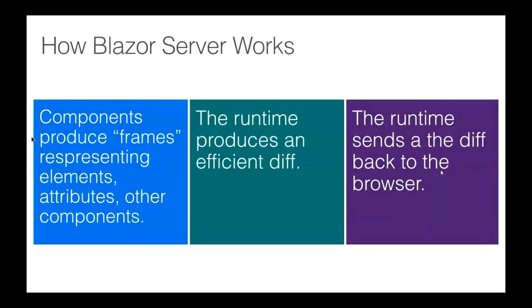So what happens next? Well, the components produce their frames, which represent all the things that show up on the page, as well as represent the other components that they contain. The runtime takes these frame outputs from the components, and it processes each component that produced an output. And for each component, it stores the previous output, and it can compare the current output to the previous output and produce a really efficient diff. You can think about that diff as sort of like an assembly language, like a low-level set of instructions to the computer or to the browser about how to get from the current state to the future state. Then the runtime sends that diff back to the browser, and that's what's going to go over that WebSocket connection.